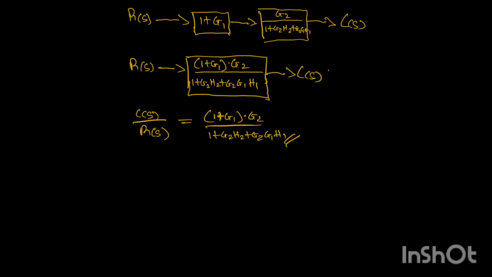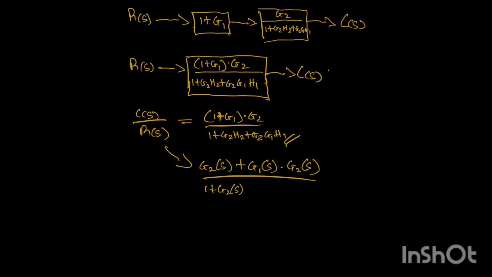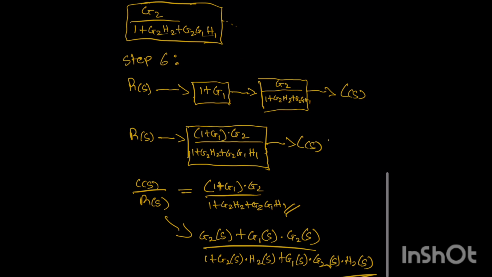Or you can say the overall transfer function C of X can be given as G2X plus G1X G2X, all over 1 plus G2X H2X plus G1X G2X. So this is our answer. Whatsoever, you can put it in this link.